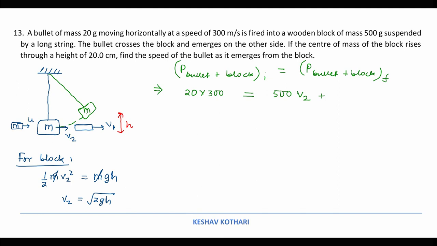So we are writing that the speed with which the bullet emerges is equal to v1. So we are writing over here 20 v1. So we can calculate v2 from here by putting the value of h, which is equal to 20 centimeter, that is 2 into 10 into 20 by 100.